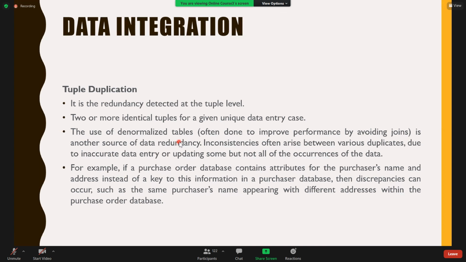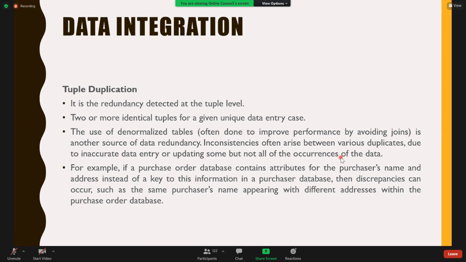And why we use these denormalized tables is in order to get rid of multiple join operations. If there are more normalized tables, then more join operations are required, which will decrease the performance. So the use of denormalized tables will reduce the join operations, which in turn increases the performance. So usage of denormalized tables is another source of data redundancies.